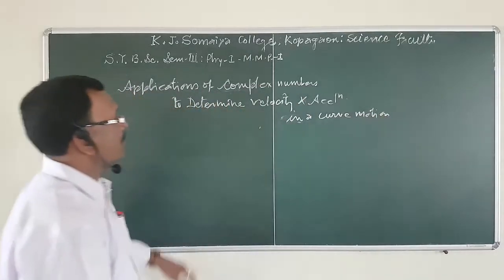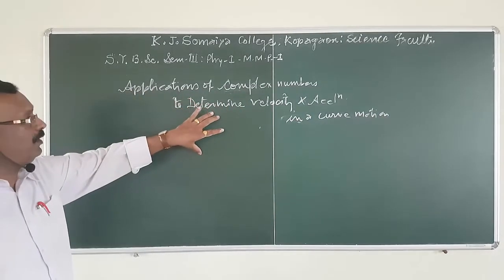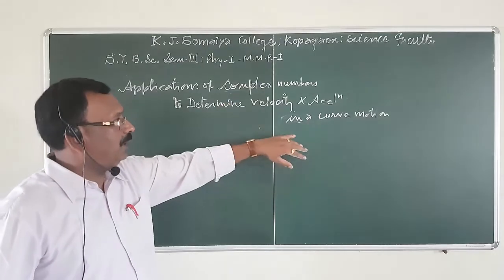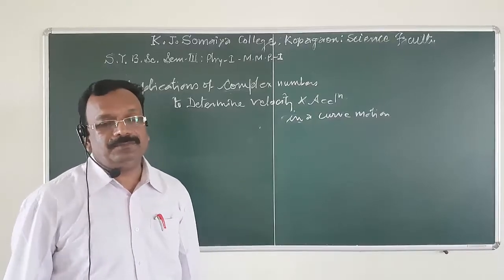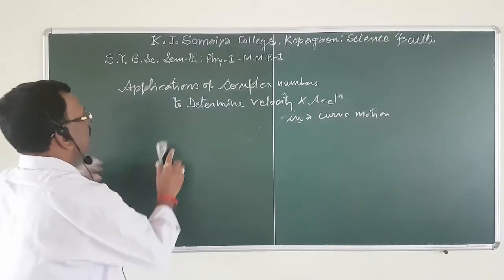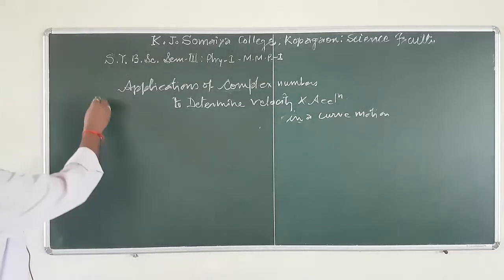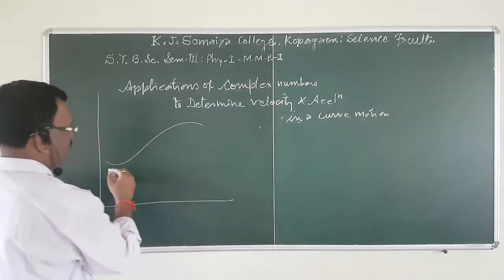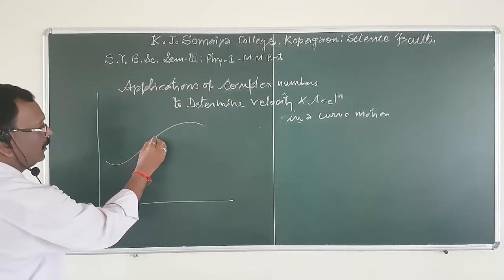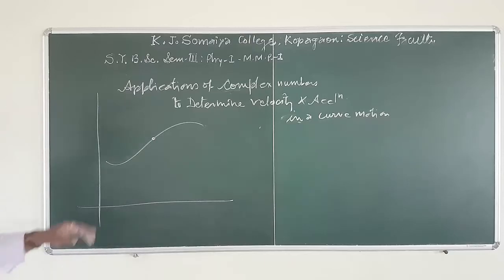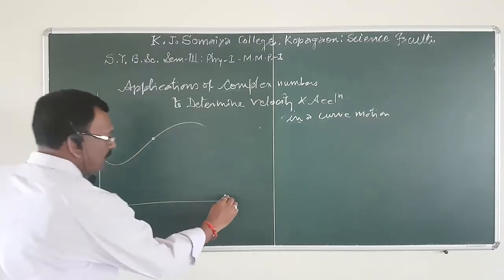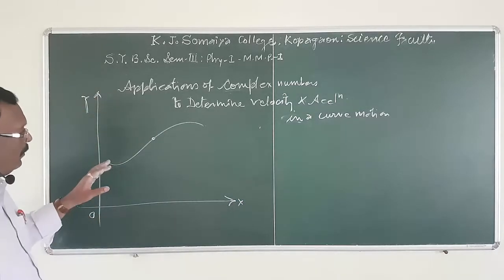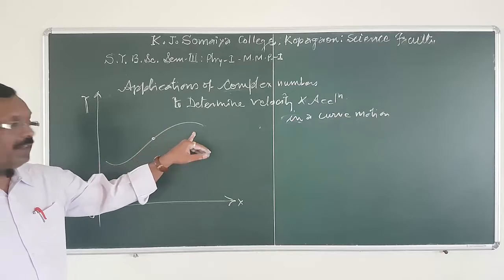here we want to calculate the complex velocity, and from complex velocity we want to calculate complex acceleration. For this purpose, consider a particle which is moving on this xy plane. This is x axis and this is y axis. This is the origin. Consider a particle moving along a curve on xy plane.